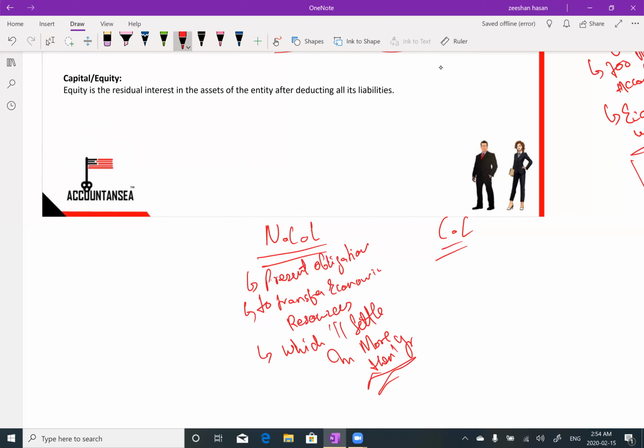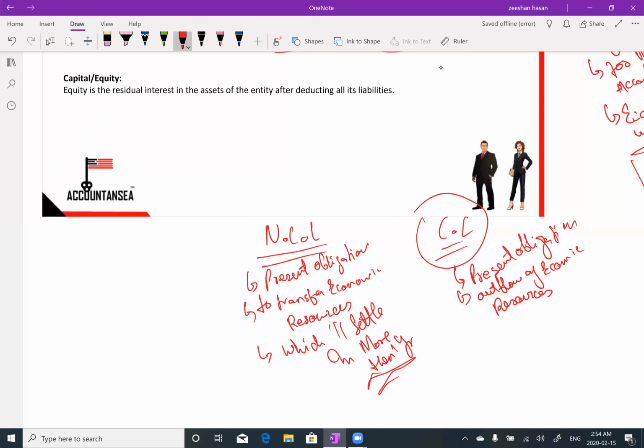That is non-current liability. Now, what is current liability? Simply a present obligation which will settle with the outflow of economic resources in less than 1 year, right?